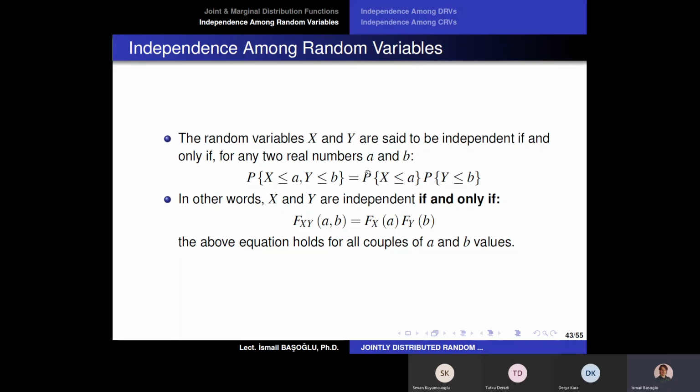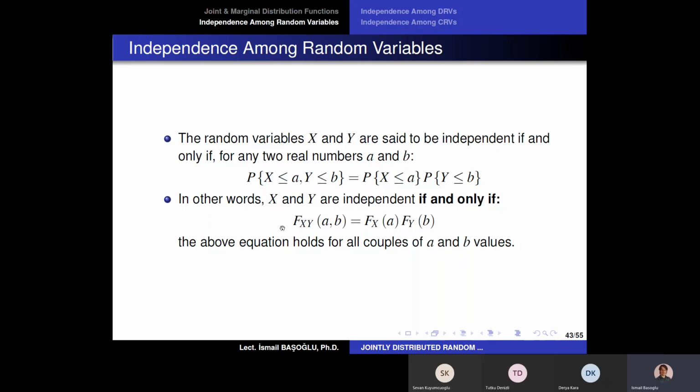So in other words, if I replace this joint probability statement with the joint cumulative distribution function of X and Y at a and b, and if I replace these marginal cumulative distribution functions with the marginal CDF of X at a and the marginal CDF of Y at b, now I say that two random variables are independent if this equation holds for all couples of a and b values, for any a and b that you define.